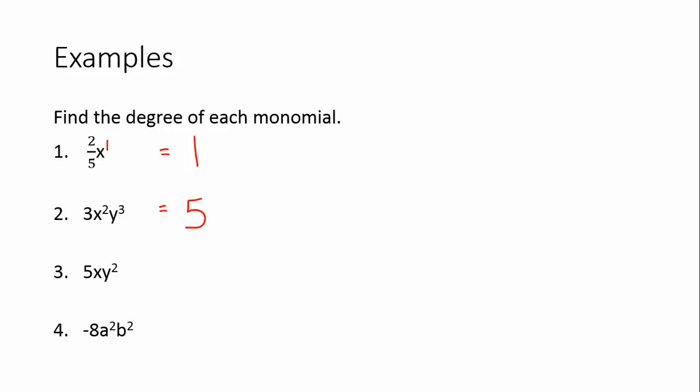For number 3, we have 5xy squared. And again, remember there is an x to the first. So when you add 1 plus 2, you get 3. And finally, for number 4, we have negative 8a squared b squared. So add 2 2's to get a degree of 4.